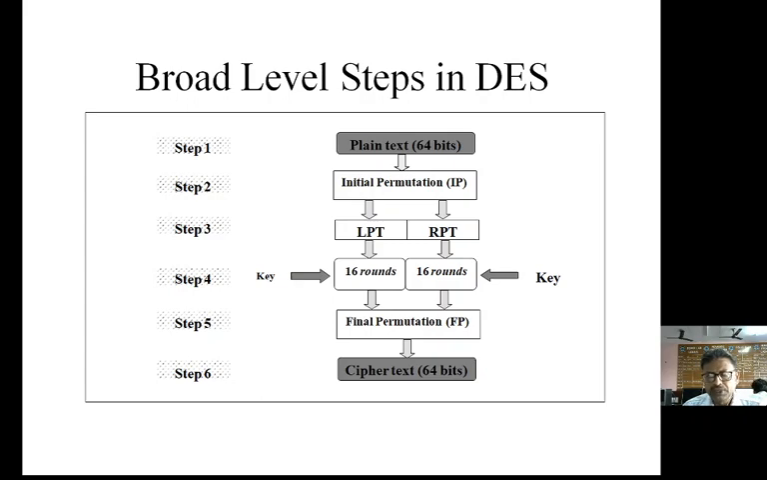Then, after doing the initial permutation, we divide the 64-bit text into two parts. Each part is 32 bits. The left part is known as the left plain text, and the right part is known as the right plain text, and each LPT and RPT is 32 bits in size.